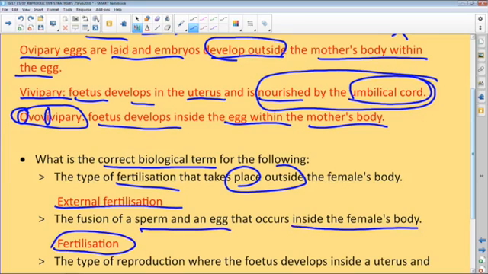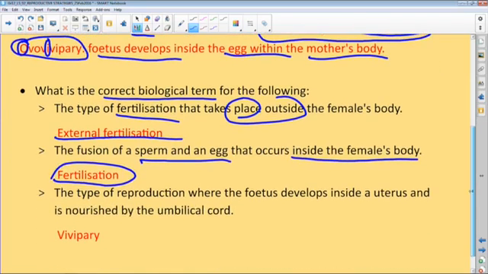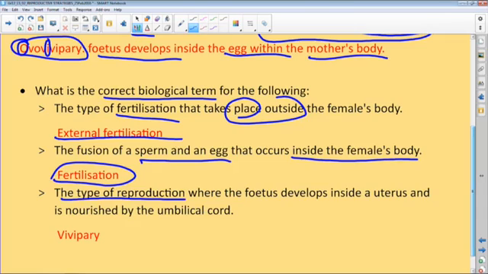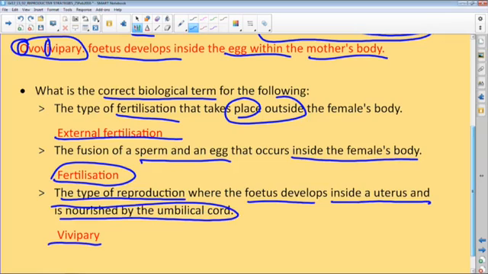That was one of the first things that we had to look at today. The first thing we had to look at today, and that is fertilization is when an egg and a sperm meets inside the female. Okay. The next one, the type of reproduction where the fetus develops inside the uterus and is nourished by an umbilical cord. And there we go, viviparous. Okay, these are simple, these are easy ones for you guys. Okay, let's have a look.